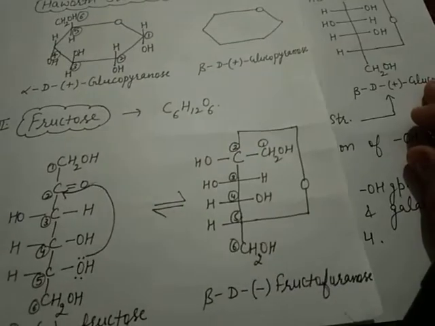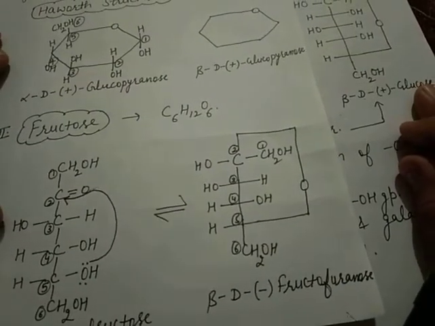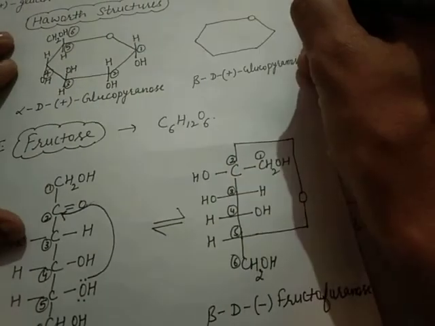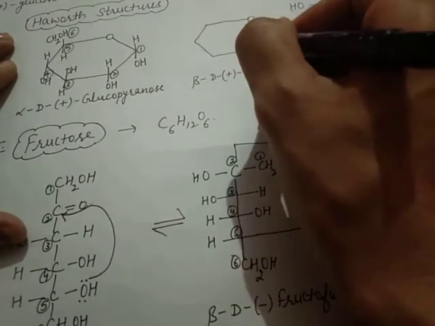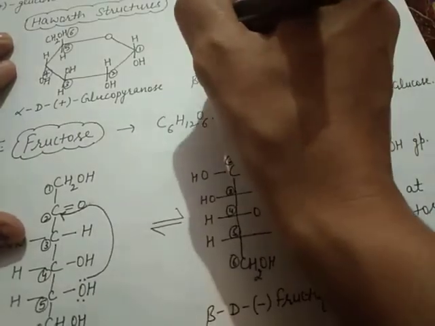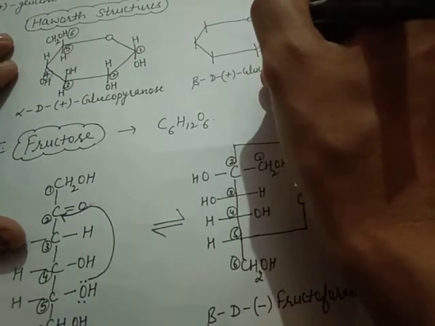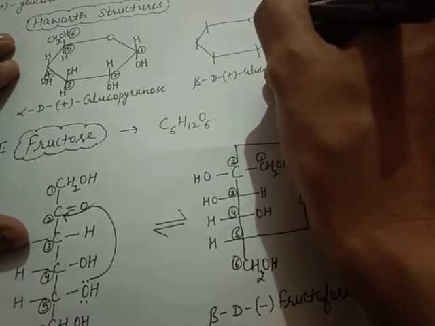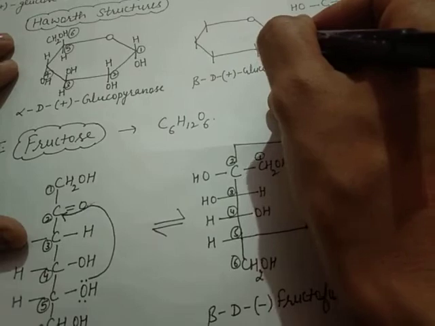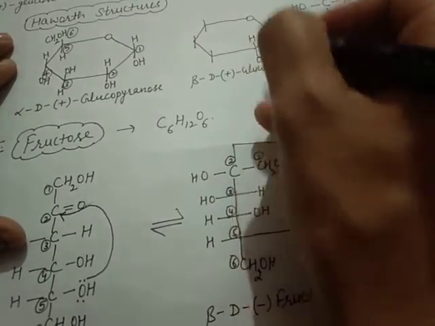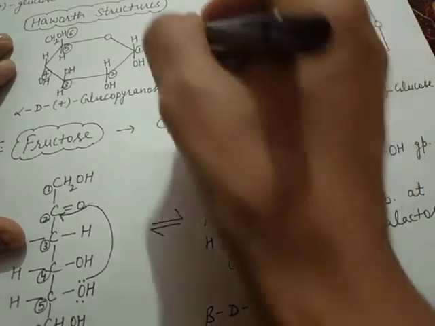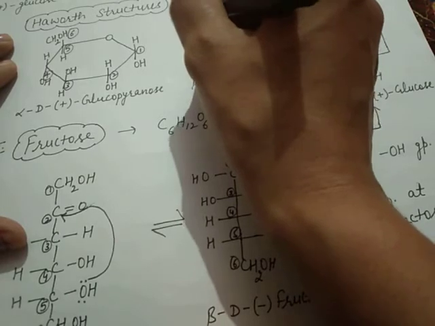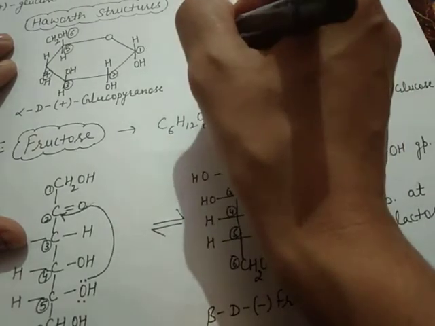Next, beta D glucopyranose. How can we draw it? First carbon, this one, second, third, fourth, fifth. The OH group is present on the upside, this H, H, OH, OH, H, H, OH, or here CH2OH or H.